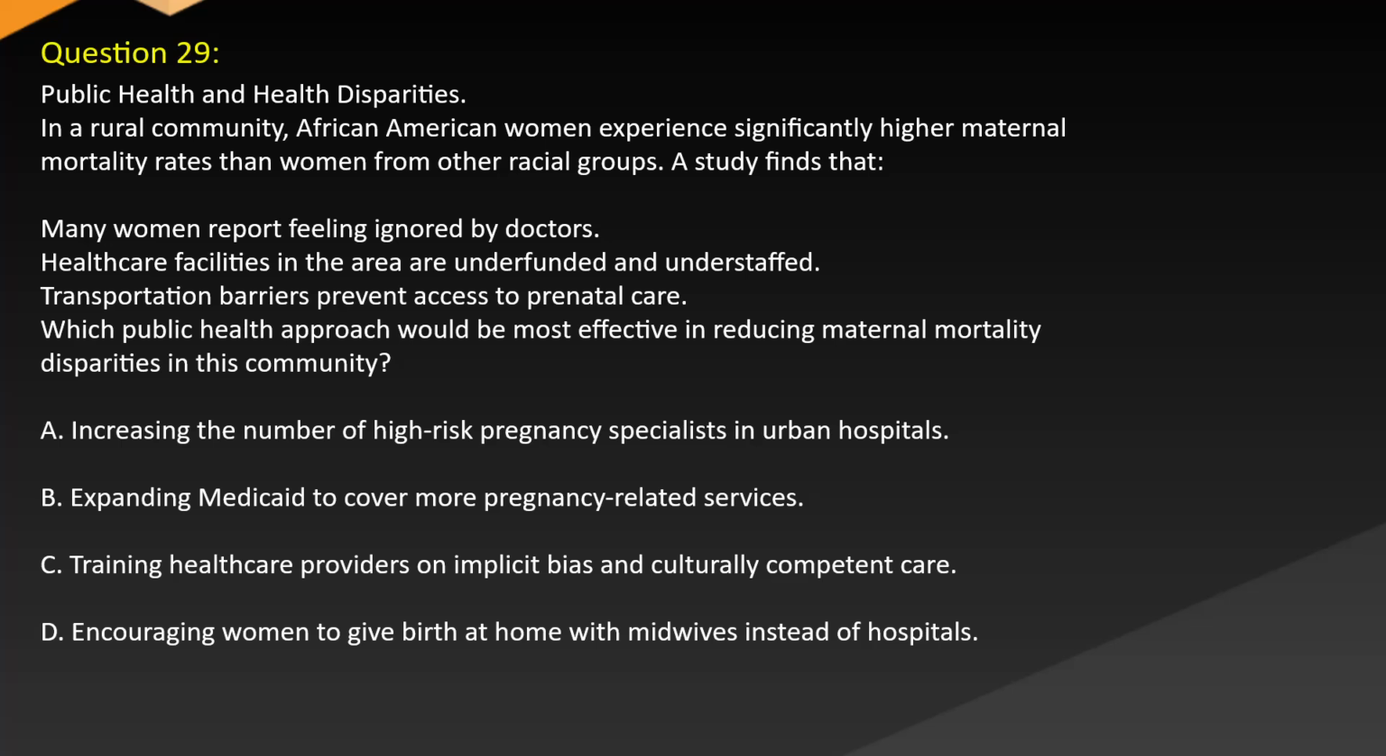A. Increasing the number of high-risk pregnancy specialists in urban hospitals. B. Expanding Medicaid to cover more pregnancy-related services. C. Training healthcare providers on implicit bias and culturally competent care. D. Encouraging women to give birth at home with midwives instead of hospitals.